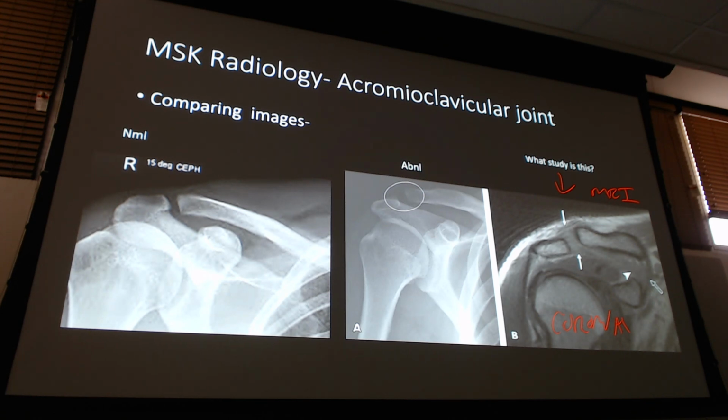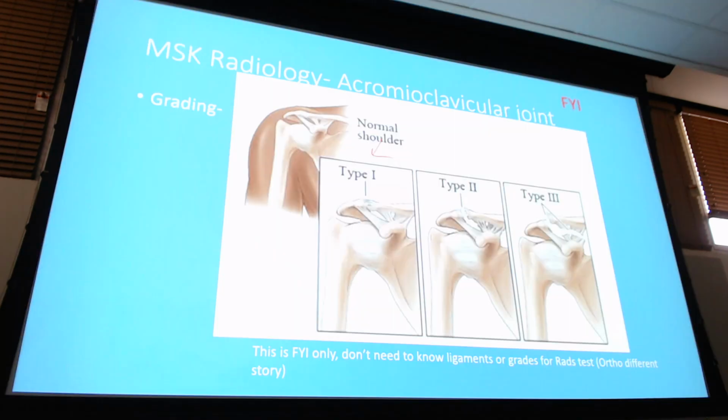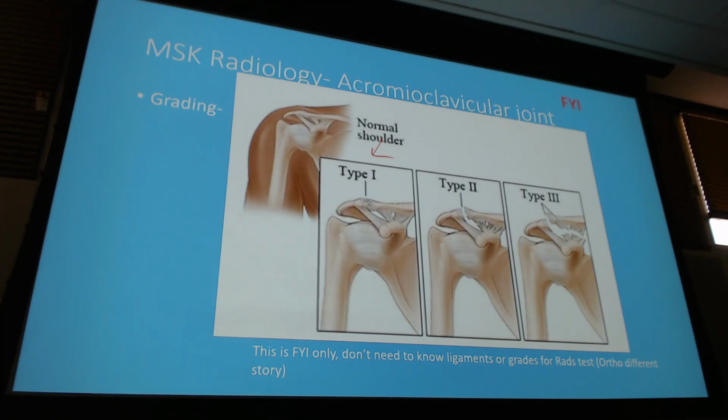There's multiple types of AC joint injuries. So you don't need to know this for my test. You will need to know it for ortho, right? But it breaks down: the type 1 is the sprain, type 2 is a tear of the one ligament, type 3 is a tear of all three ligaments. Okay? So you'll learn that in ortho because some of these are surgical, some of these are not. A lot of them are not, depending on the severity.